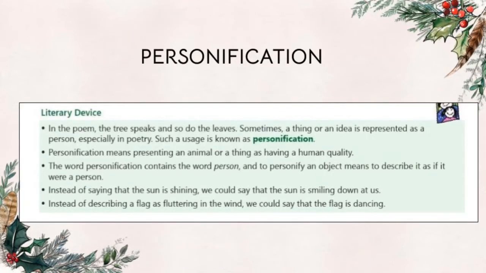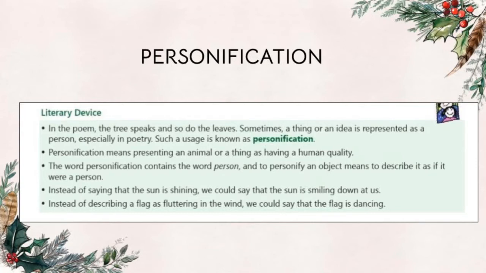Students, now we are going to see a literary device in this poem, that is personification. In this poem, the tree speaks and so do the leaves. Sometimes a thing or an idea is represented as a person, especially in poetry. Such a usage is known as personification. Students, what do you mean by personification? Personification means when you give an animal or object qualities that only a human can have. It means the representation of a thing in the form of a person.